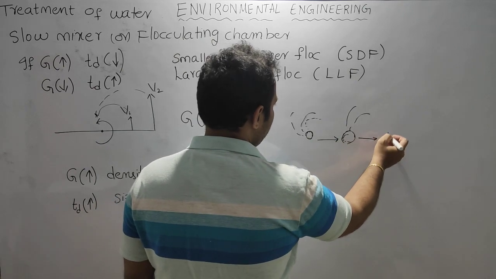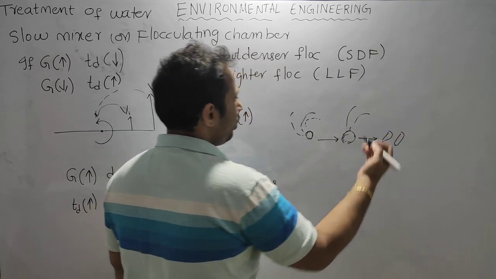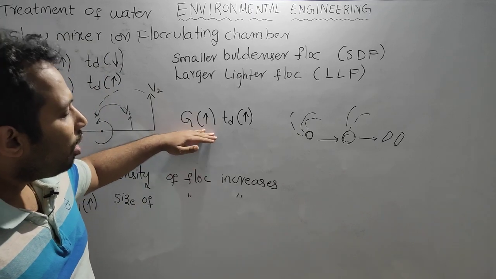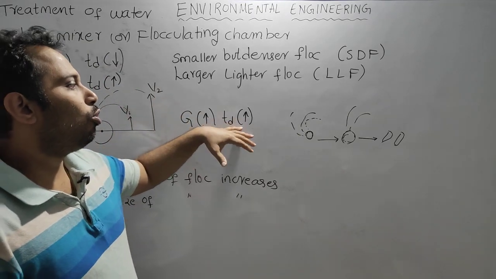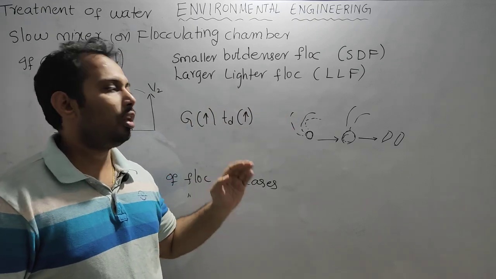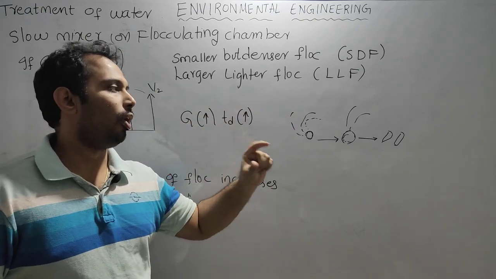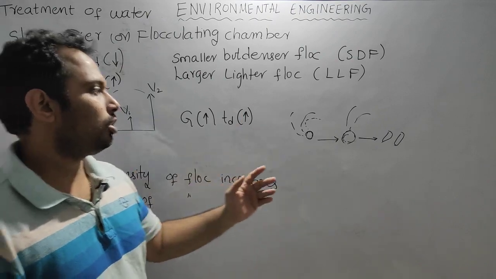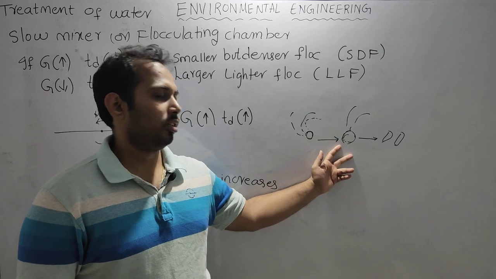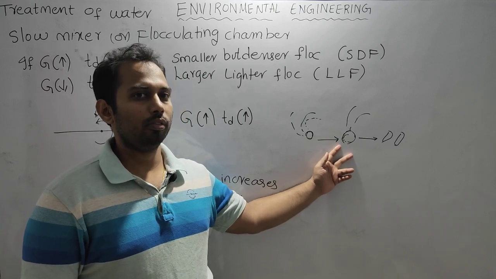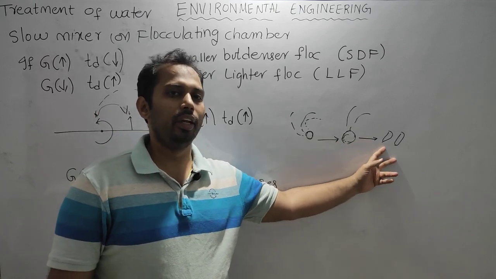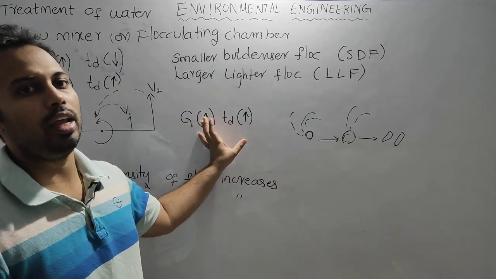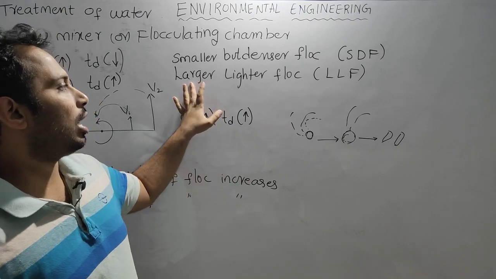This flock will break down again into two pieces. So if you give more velocity gradient for more amount of time, it will cause disintegration of already formed denser flocks. There is some limitation of size, beyond which the size will not grow. Further, it will get disintegrated again into pieces. So that is why this is not a correct idea to get larger, denser flock.